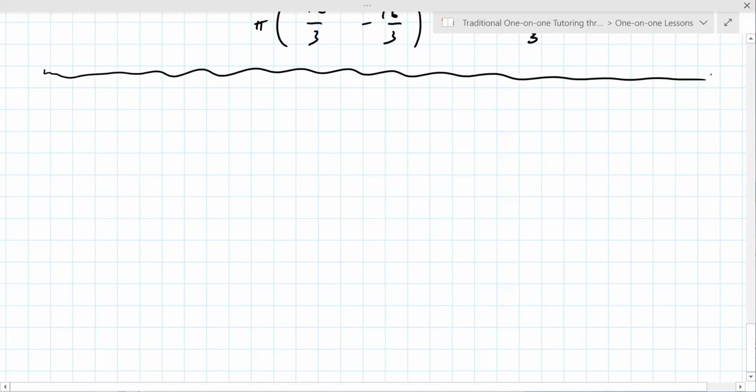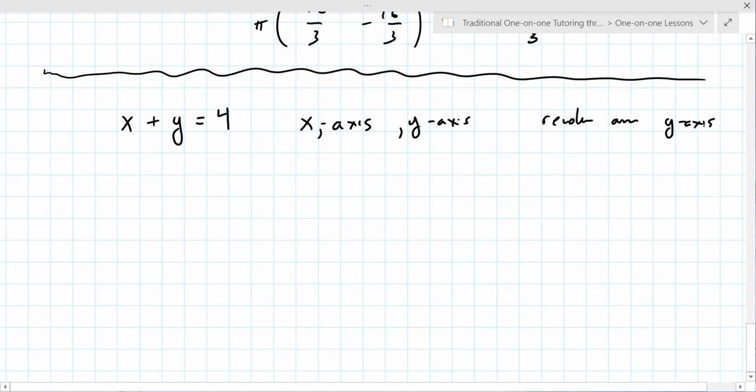So let's make it a little bit simpler. Let's say x plus y equals 4. And we want to, this is bounded by the x-axis and the y-axis. And we're going to revolve around the y-axis this time. So it's probably a good idea to graph it.